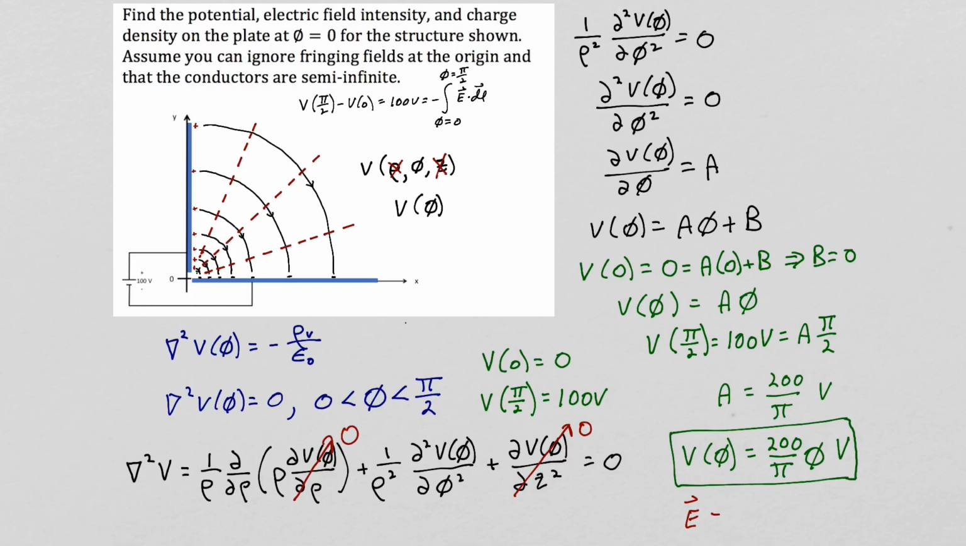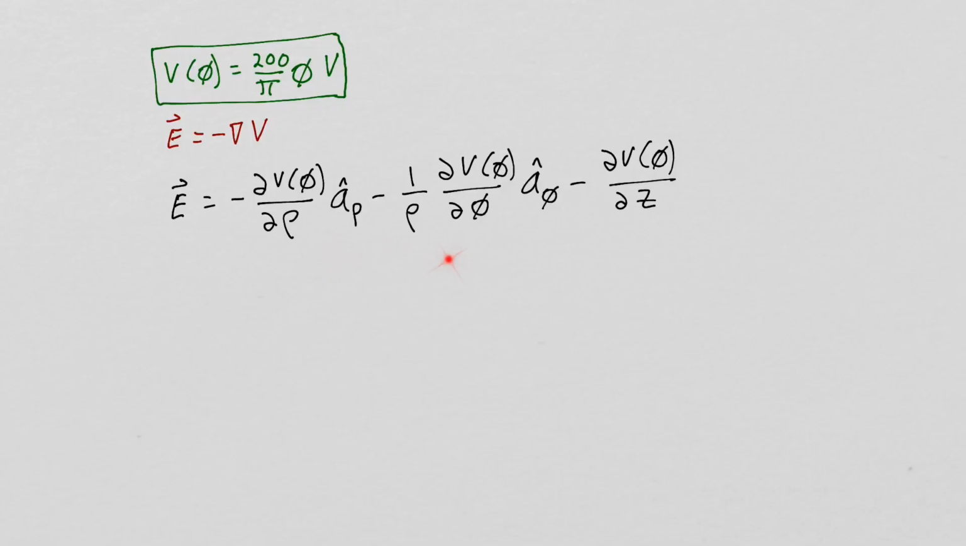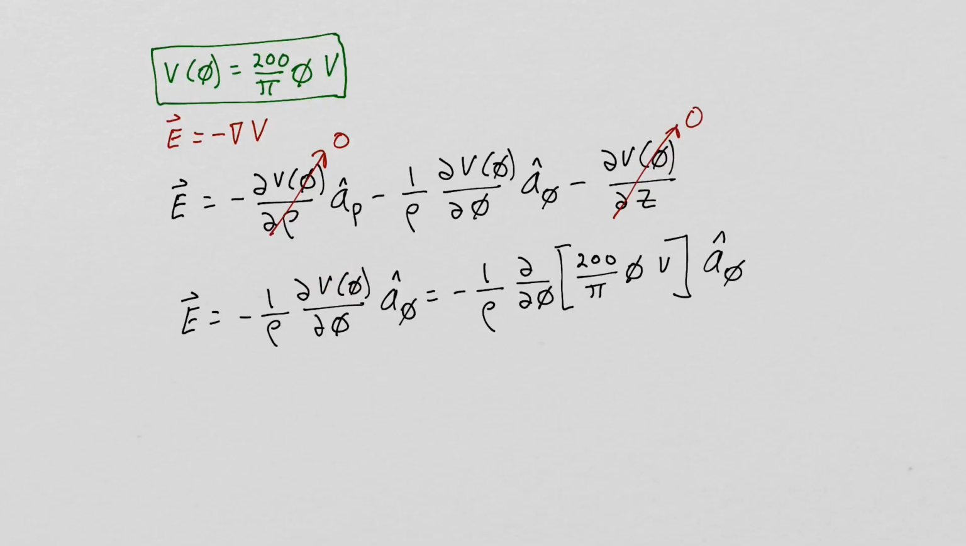Here is the equation for taking minus the gradient of the potential in cylindrical coordinates. Since V only depends on phi, the partial of V with respect to rho is 0, and the partial of V with respect to z is 0. So for V, we substitute in 200 over pi times phi. Taking that partial with respect to phi, we'll get 200 over pi volts. And with rho in meters, that will end up giving us units of volts per meter. So here is our electric field intensity.